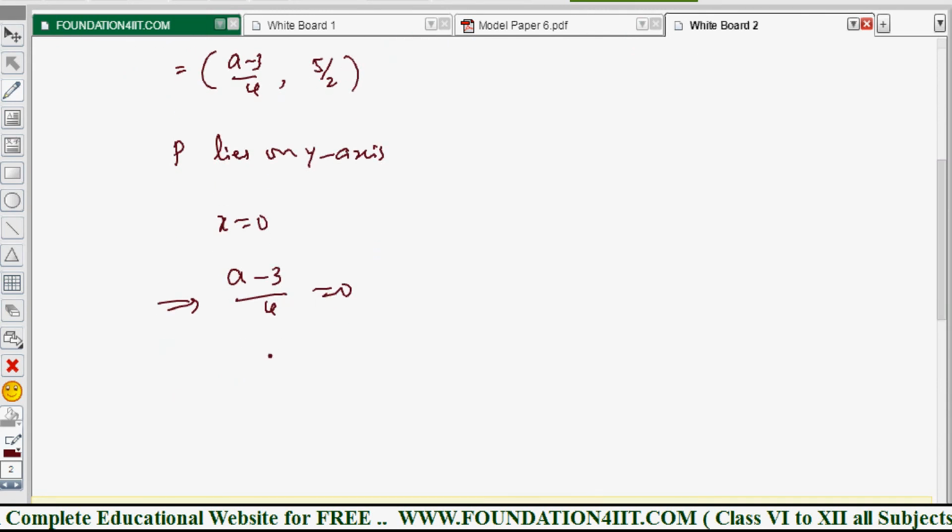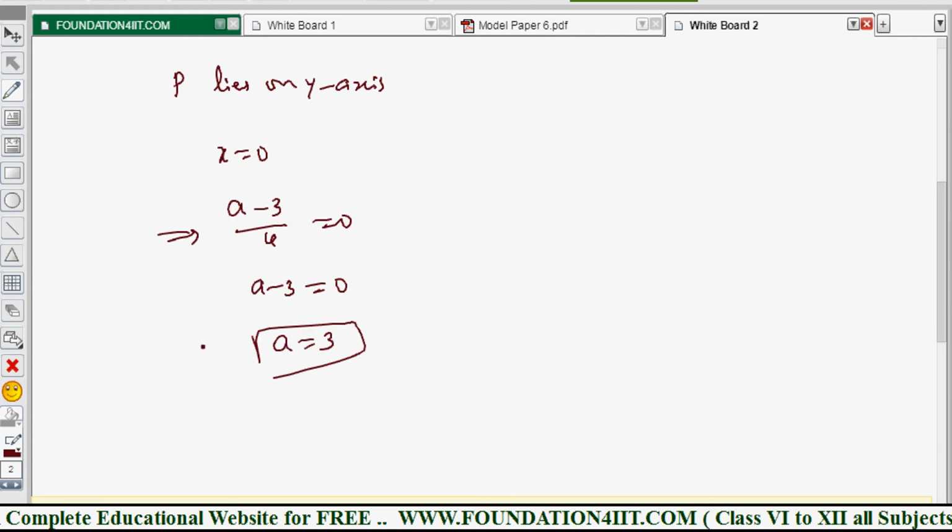So (a minus 3) by 4 is 0 means a minus 3 is equal to 0. Then a is equal to 3. Right? Then once the a value is 3, we can find out the coordinates of P. So with this a value, P is equal to (0, 5 by 2), because the x value is 0. That is the coordinates of P. Right? See the next one.